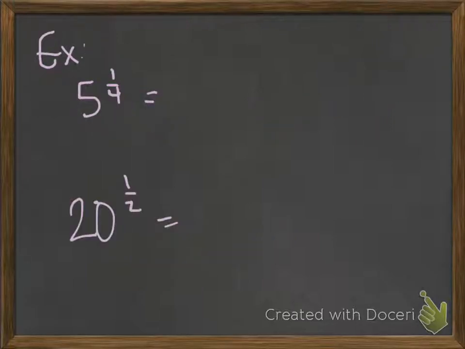This is true with variables, and it's also true with numerical values. Here I have 5 to the 1/4 power, so that's the same thing as saying the fourth root of 5. And 20 to the 1/2 power means it's the square root of 20. You could write the 2 there if you wanted, but you don't have to.